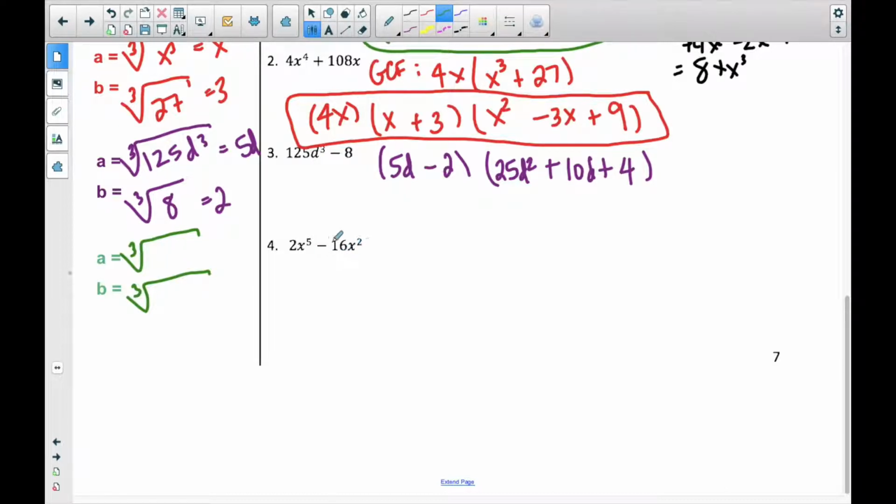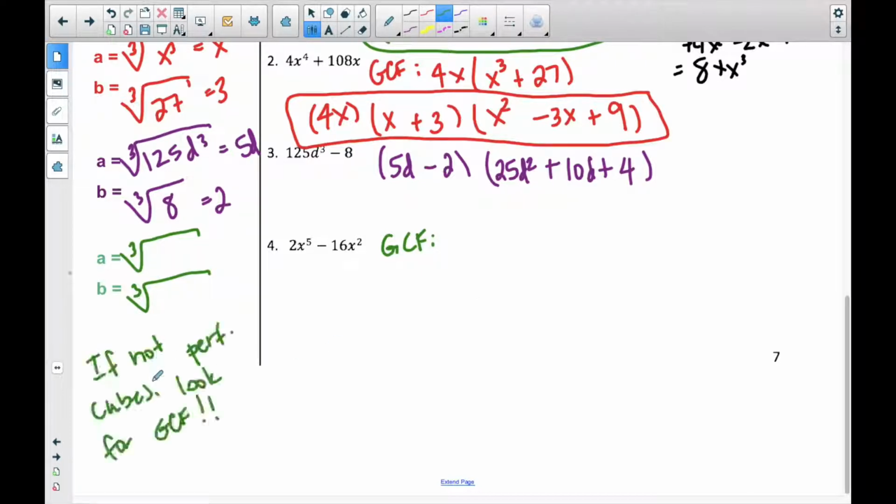And x squared and x to the fifth, those do not seem like perfect cubes. That means we needed to factor in a GCF. In fact, that might be worth writing in the margin. Let's go ahead and write that in the margin. Okay, so if they're not perfect cubes, look for a GCF.